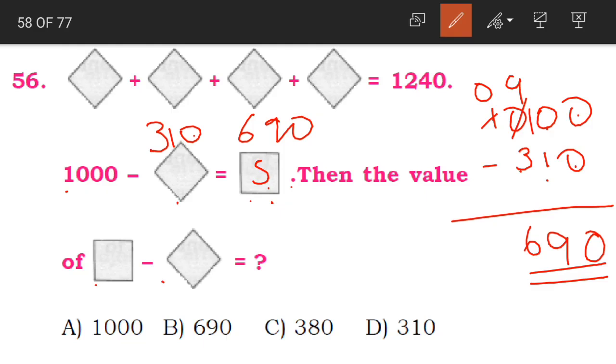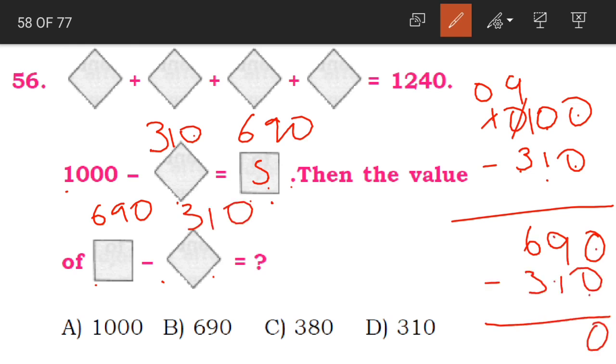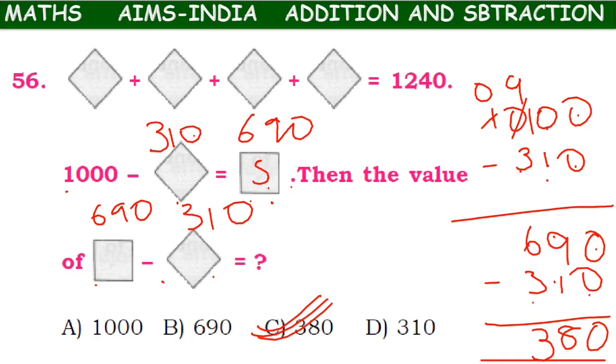Now square minus rhombus. See, 690 minus 310. Let us subtract and see. 0 minus 0, 0. 9 minus 1, 8. 6 minus 3 is equal to 3. What is our answer? Option C, 380.